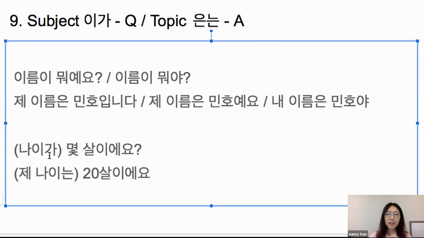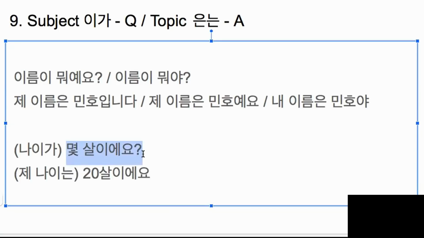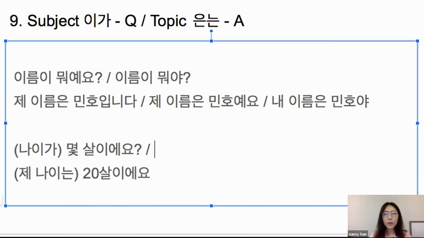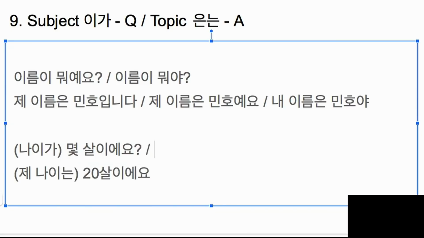나이가 몇 살이에요? How old are you? 몇 살이에요? Informal way: 몇 살이야?